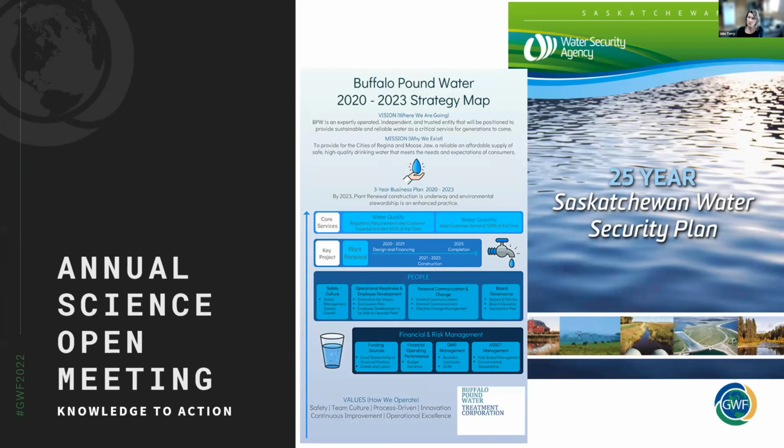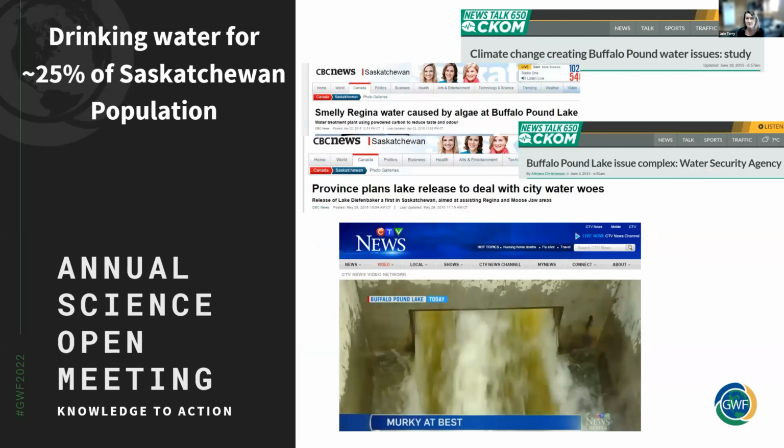These are two organizations that have been incredibly interested and open in working with the Global Institute for Water Security, or GIWS. They are currently acting as both my data providers and the end users of my research. Part of their mandate is the provision of safe, clean drinking water from Buffalo Pound Lake for around 25% of the Saskatchewan population.